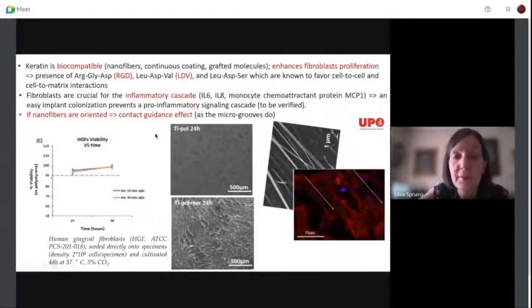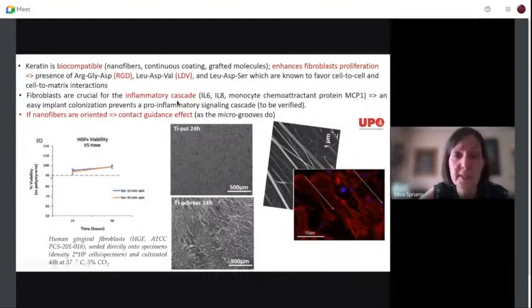And what is the biological response? You can see that human gingival fibroblasts have a very good adhesion on the surface without any cytotoxicity. And if you compare, in the middle of the slide, the polished and the polished plus keratin coating, you can see that at one day the number of fibroblasts is quite higher than on the polished surface. And if you have aligned nanofibers of keratin, as on the right, you again have a contact guidance effect on the fibroblasts, like the microgrooves we have shown before.